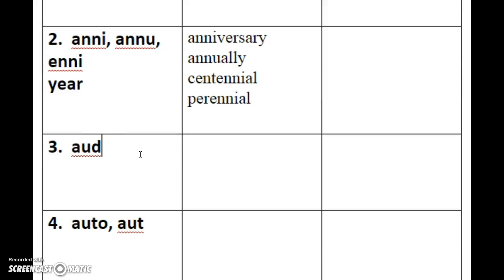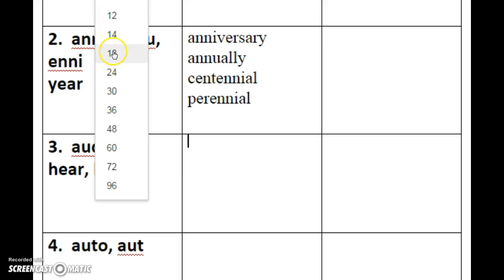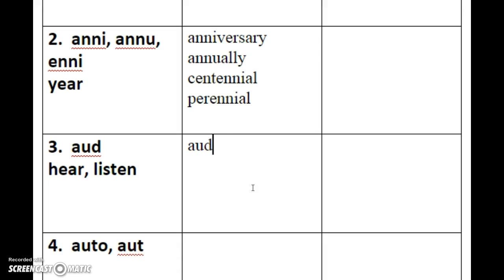Number 3 is aud, a-u-d. And aud means to hear or listen. Some of the words that I'm going to come up with here for aud. The first one is pretty simple. It's audio. So when I'm making this video, I have to also have sound with it, or you wouldn't be able to hear me. So I'm going to check my audio.